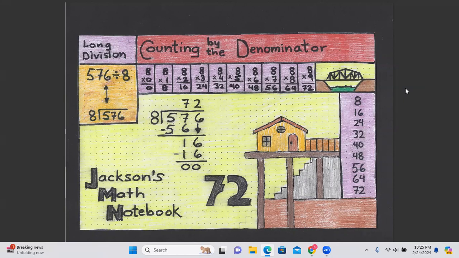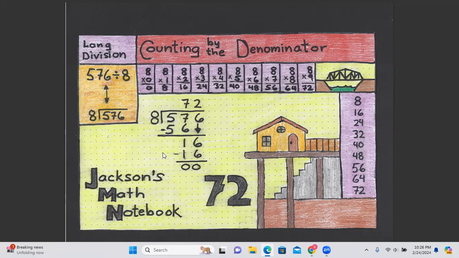This is our first video in a series of videos related to the art of division. And our technique today is counting by the denominator. We're going to count by the denominator because it's going to help us take away the confusion when it comes to dividing with large numbers, just like we have right here, in which we have 576 divided by 8. And it also looks like this, 576 inside the box divided by 8.